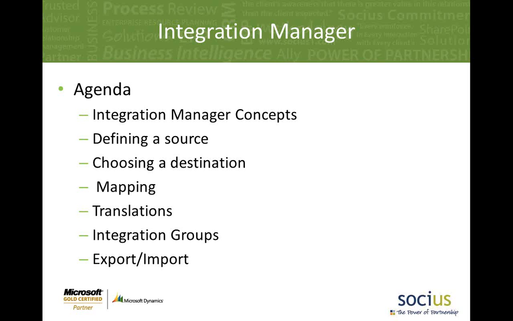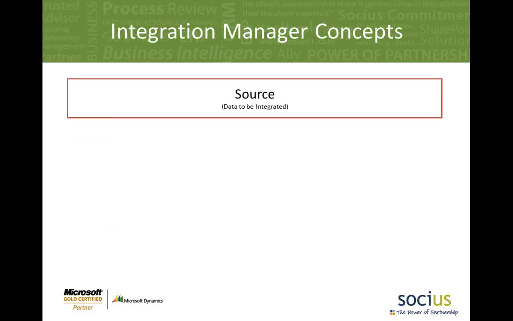I'll go back to my agenda again. We're just going to start with some concepts on Integration Manager so that everyone understands what we're talking about, and then we're going to go through the different steps for creating an integration, and we're going to use the general ledger journal entry as our example, integrating it from Excel. So from the concepts, we have to have a source, and our source might be Excel.